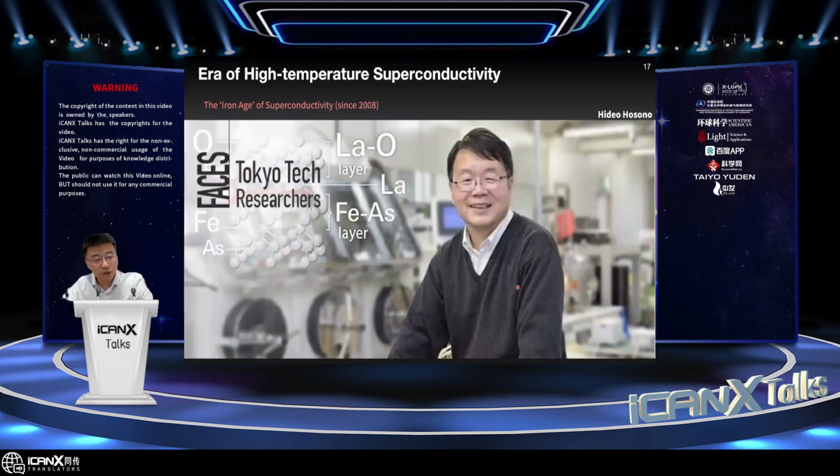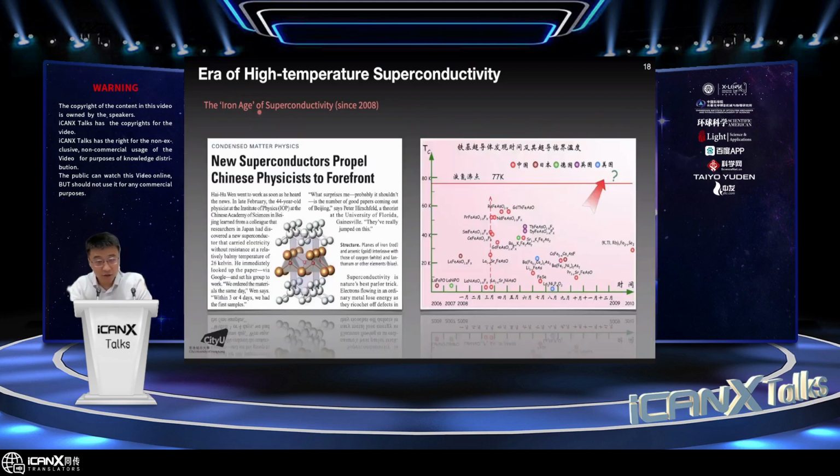So roughly after more than 20 years, Professor Hideo Hosono in Japan discovered another family of compounds, which turned out to be superconducting at a relatively high temperature. And because these compounds contain iron in their chemical formula, they mark the beginning of the Iron Age of superconductivity, or high temperature superconductivity. And again, Chinese physicists and material scientists made phenomenal contributions to this field.